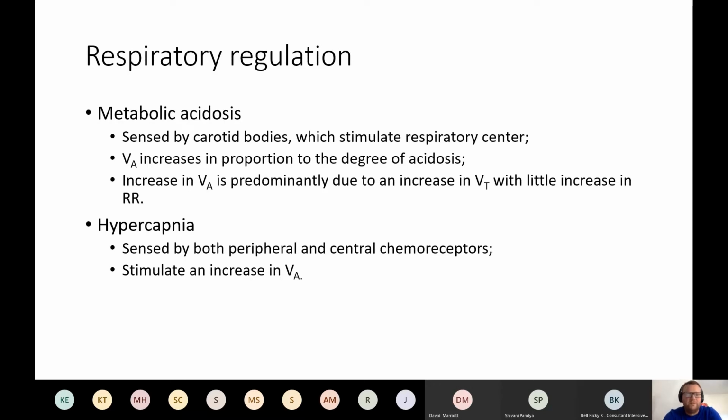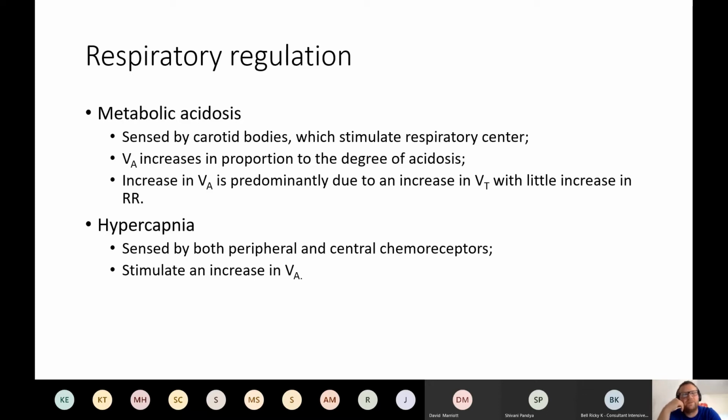So, respiratory regulation. When there's a metabolic acidosis, this is sensed by the carotid bodies, which stimulates the respiratory center in the medulla. And this increases the alveolar ventilation in proportion to the degree of acidosis. And you get an increase in tidal volume rather than an increase in respiratory rate. But there is a little increase in respiratory rate. And so this is why when you have patients who are in DKA, they have these long sighing breaths, Kussmaul breathing. And that's what causes it.